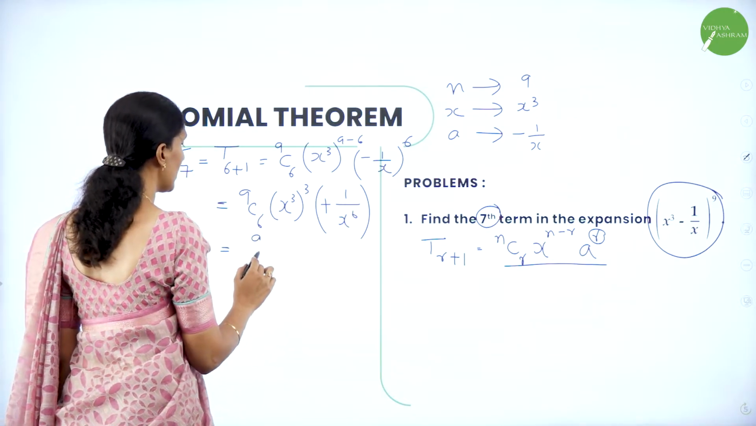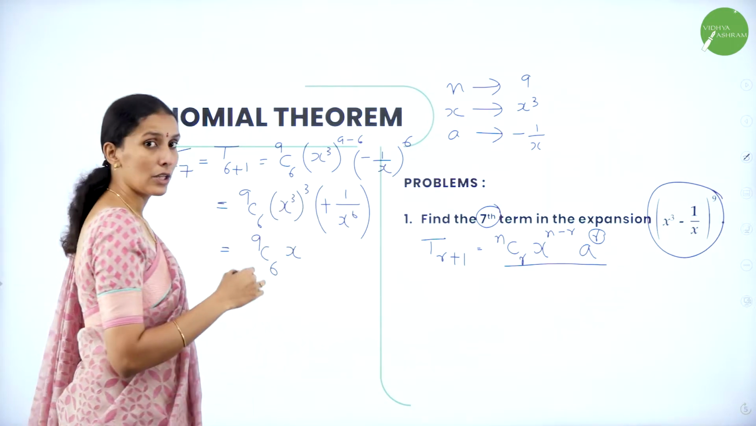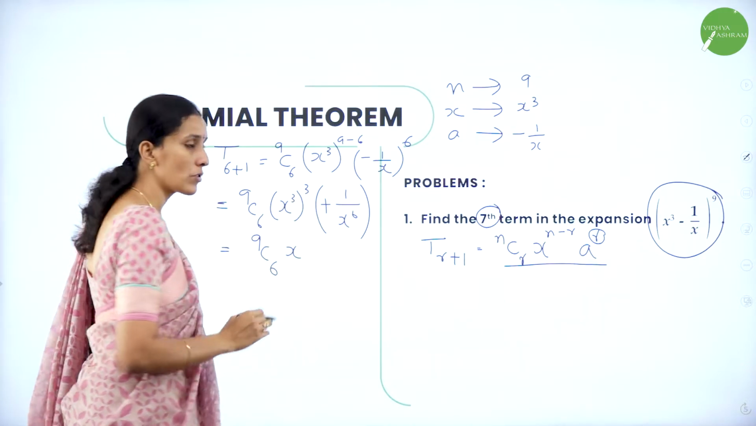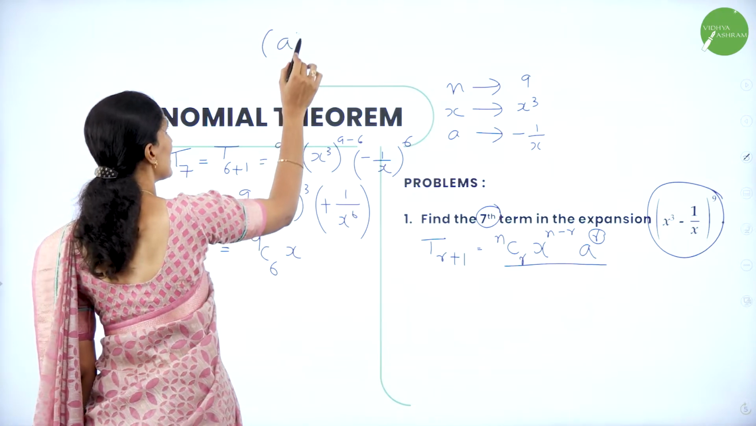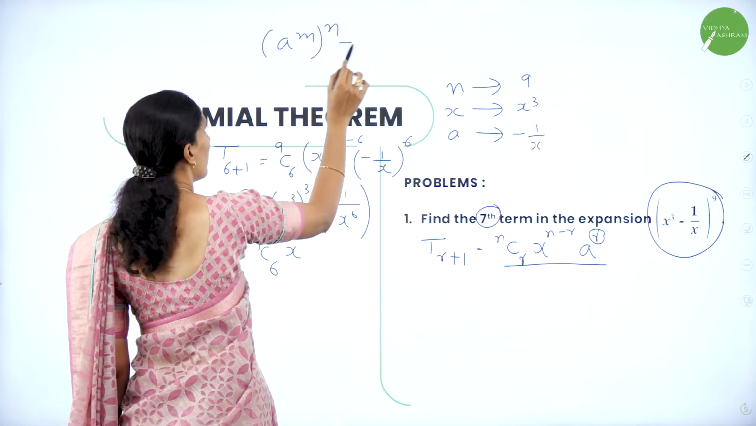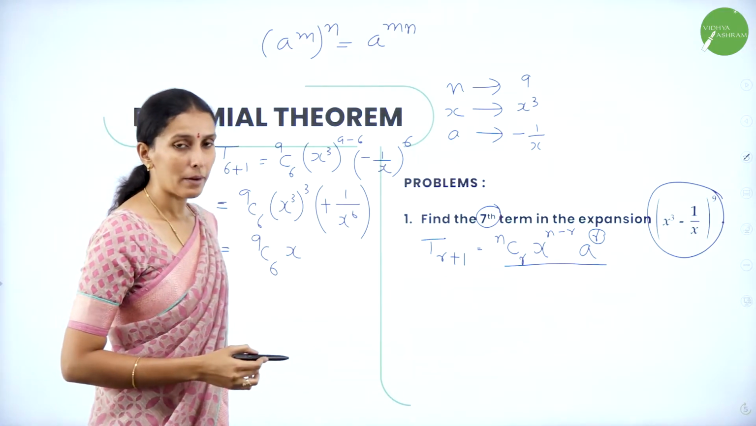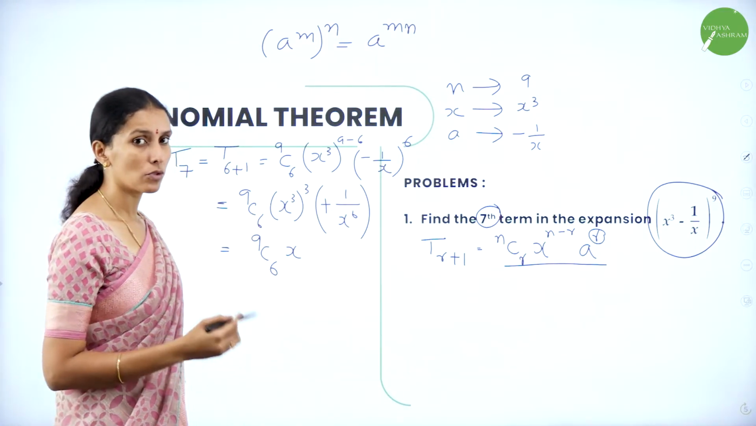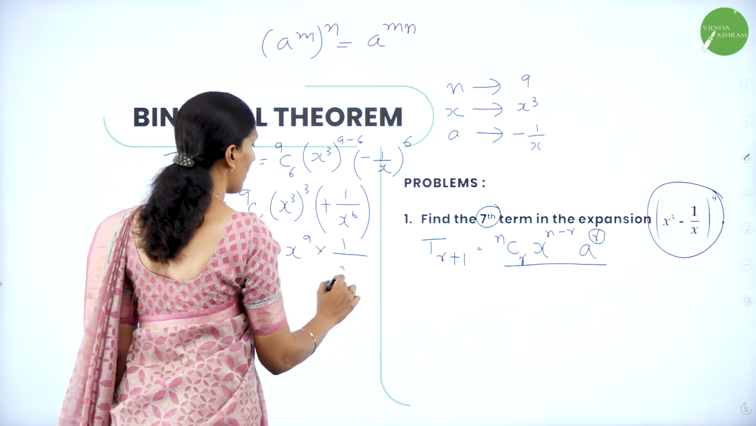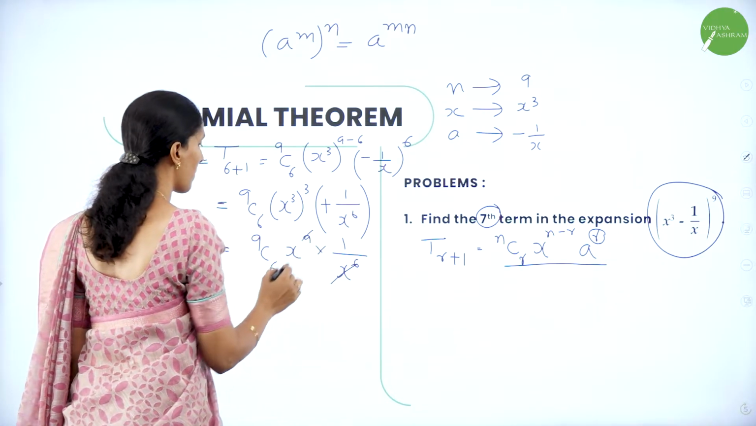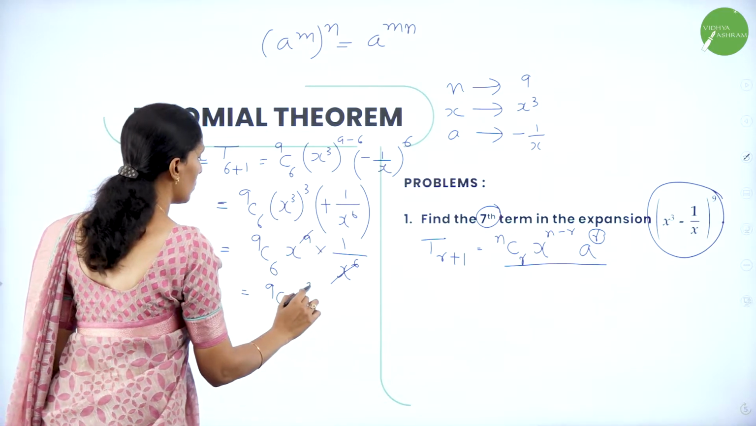So now what happens here? 9C6, x power... When you have 2 powers, you have to multiply. Don't confuse it with 3 plus 3. When you have 2 powers, what do the laws of indices say? a power m whole power n is a power m into n. So when you have 2 powers for the same base, you have to multiply the powers. So this is x power 9 into 1 by x power 6. Cancels. So your answer is x cube.